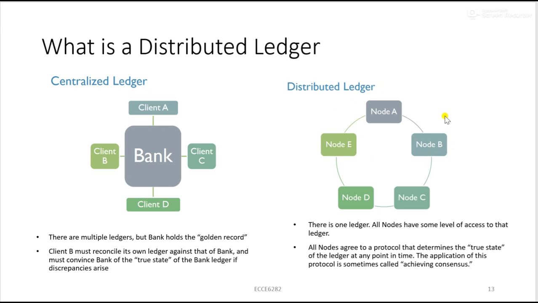But in the case of a distributed ledger, there is just one ledger, not many ledgers, and each node has the same copy of that ledger. Node A's ledger and node B's ledger will be the same. So all nodes need to agree to a protocol which determines the true state of the ledger at any point of time, like finding out whether all the transactions in the ledger are authentic and verified. The application of this protocol is called achieving consensus. In Bitcoin's blockchain, proof of work is the protocol used to achieve consensus of this distributed ledger, of which every node has a copy.